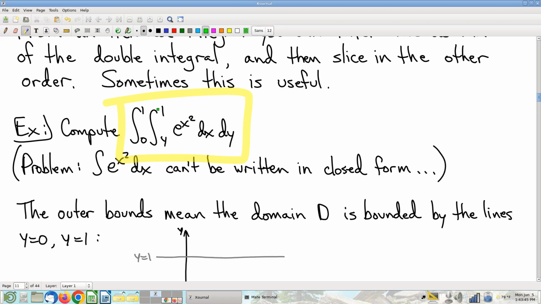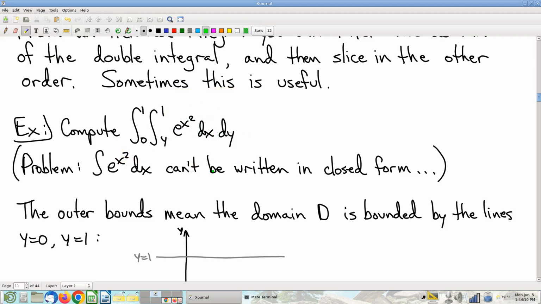So for example, you look at this inside integral here. I need to compute an integral of e to the x squared dx. And you can't. There's no way to do that integral without writing down power series and stuff like that. So there's no closed form antiderivative for e to the x squared. So this is bad news. This integral is rough.